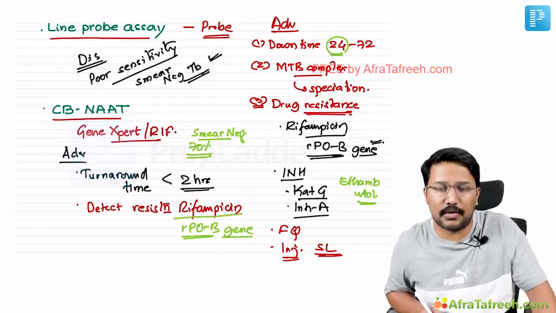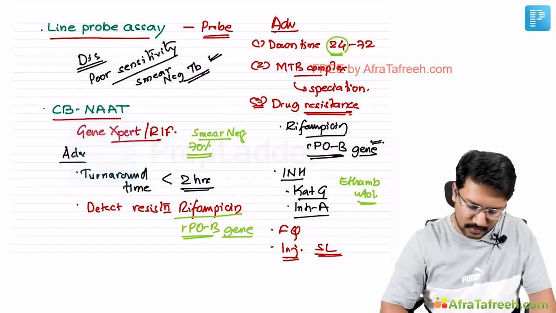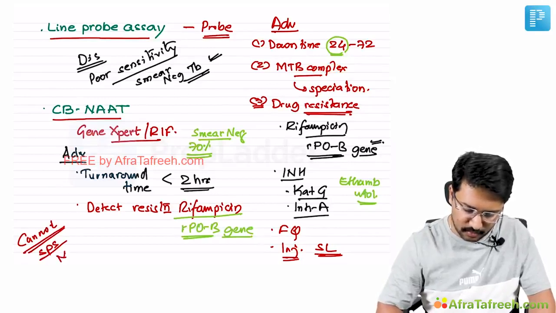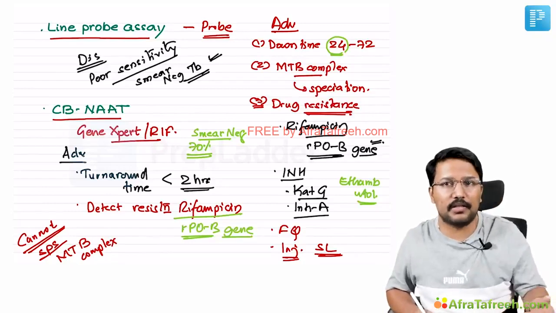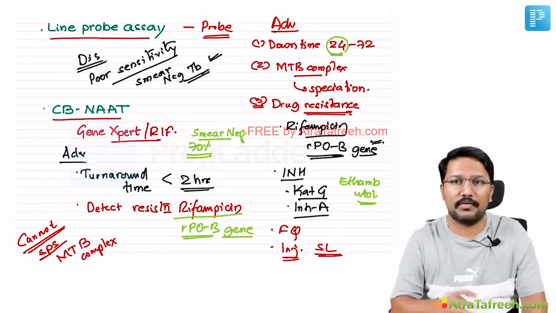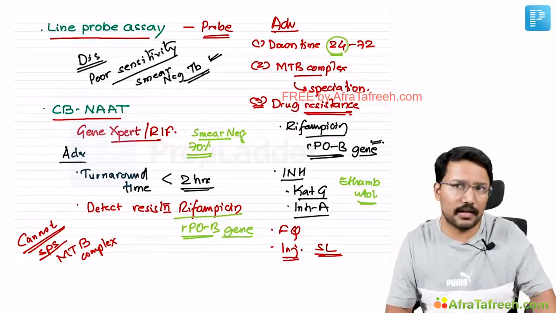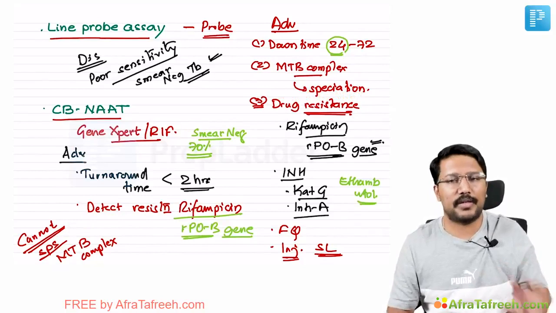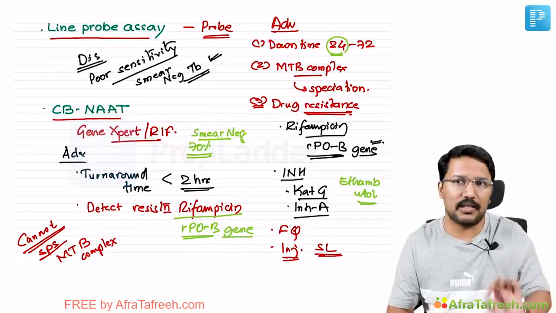Another serious and important disadvantage is that it cannot speciate. It cannot identify species within the MTB complex. So it will not be able to tell you whether you have been infected with Mycobacterium tuberculosis, or Africanum, or Bovis. So speciation is not possible within MTB complex. It identifies MTB complex and sets it apart from NTM, but it is not able to speciate within MTB.